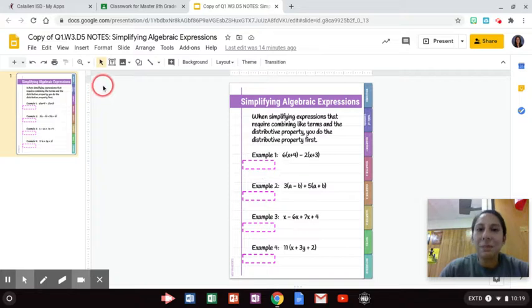Hey guys, today's September 4th, and we're going to be going over simplifying algebraic expressions. When simplifying expressions that require combining like terms, you have to do the distributive property first.